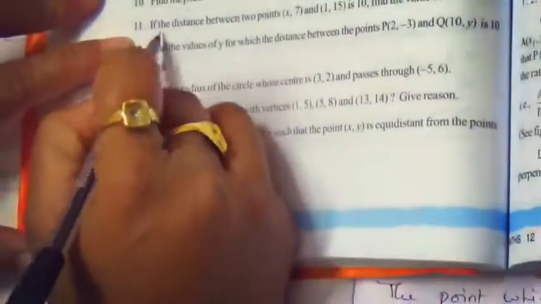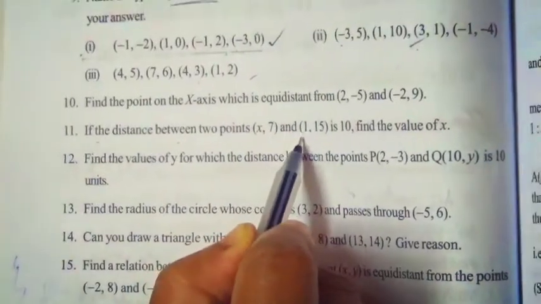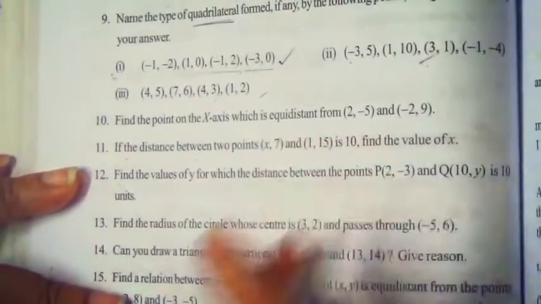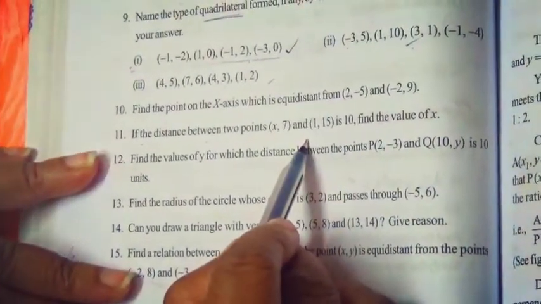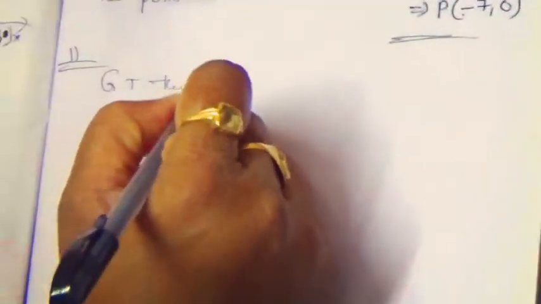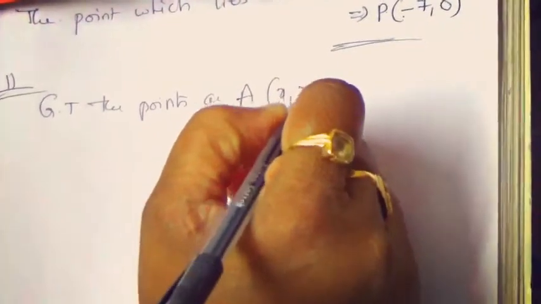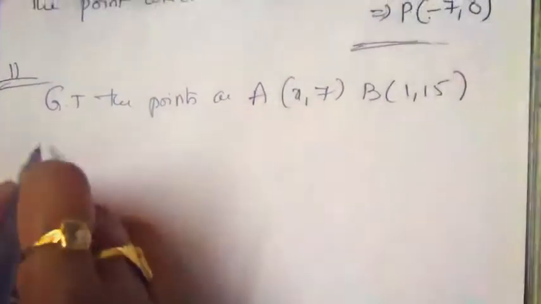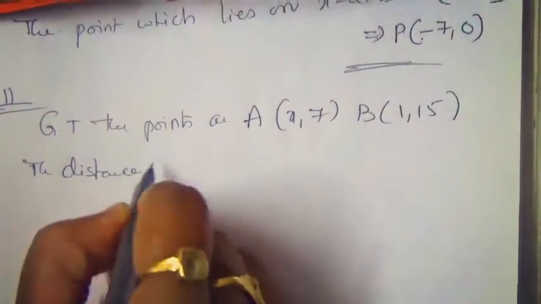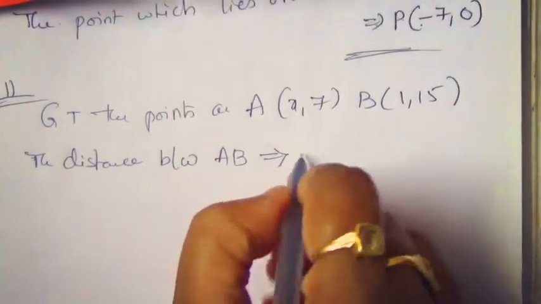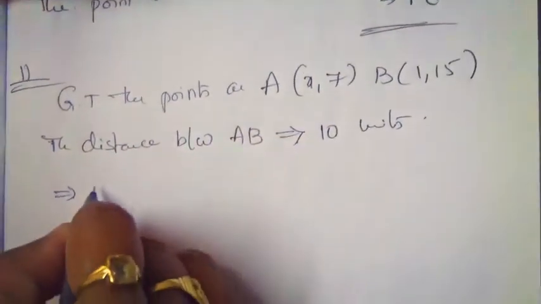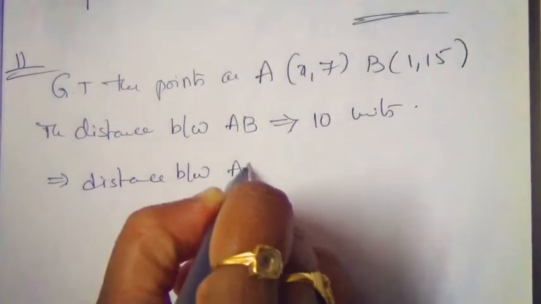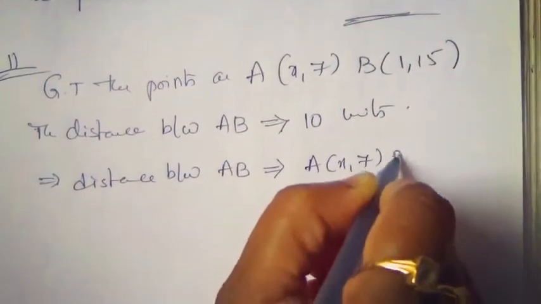So what is the 11th sum? If the distance between 2 points (x, 7) and (1, 15) is 10. Already he gave that the distance between the 2 points is 10, and we have to find out the x value which is present in the first point. Okay, we have to find out the value of this x. Let us write. So given that the points are A (x, 7), B (1, 15), and the distance AB is equal to 10 units. That implies we have to find out this x value. Hence distance between A (x, 7) and B (1, 15).